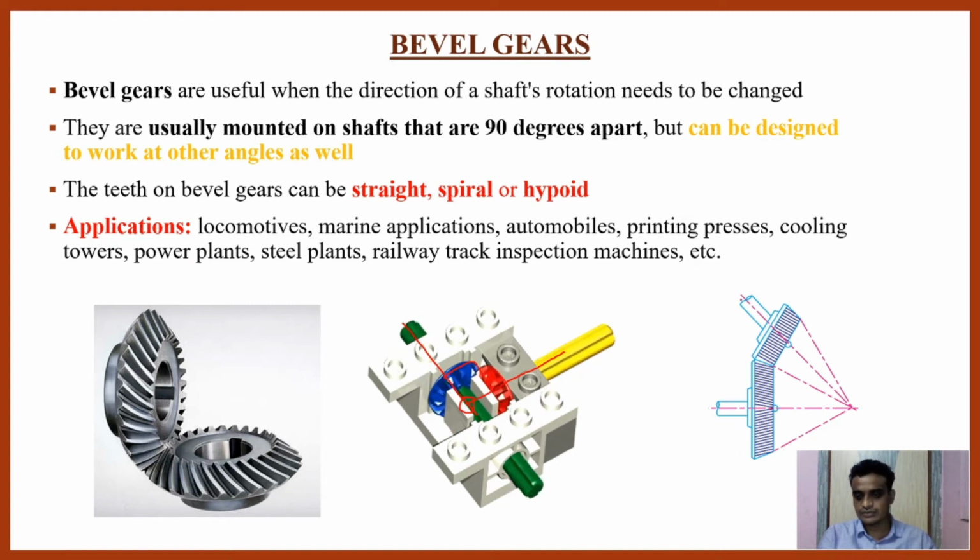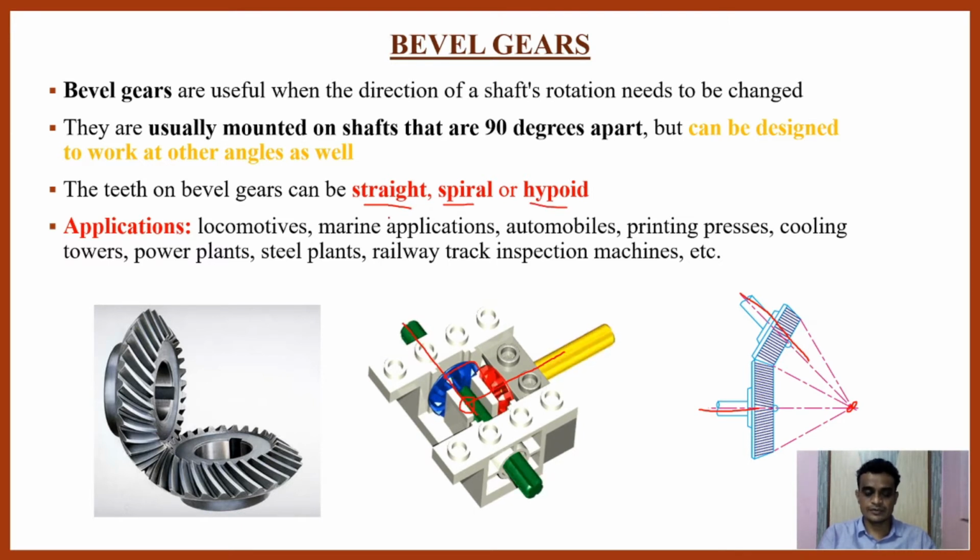In the other case, if we concentrate over here, this is again one axis of rotation, this is the second axis of rotation, and they are intersecting at this location. That means that angle is less than 90. For such orientation also we can use the bevel gears. According to the shape of the teeth, there are three types of bevel gears: straight bevel gear, spiral bevel gear, or the hypoid bevel gear.